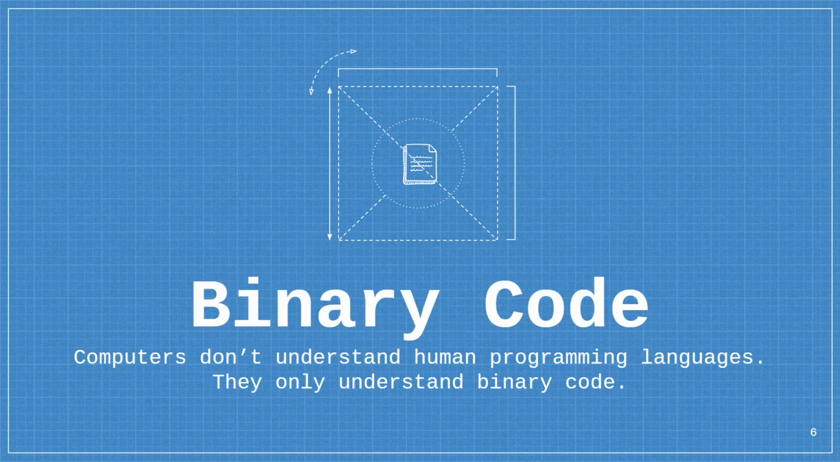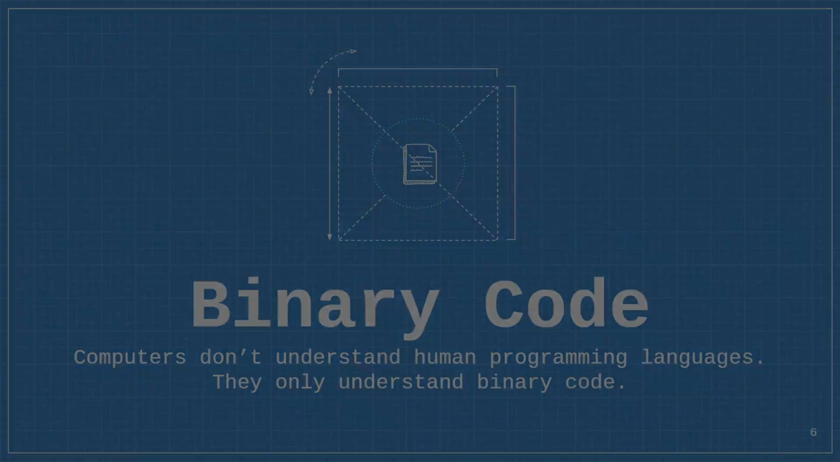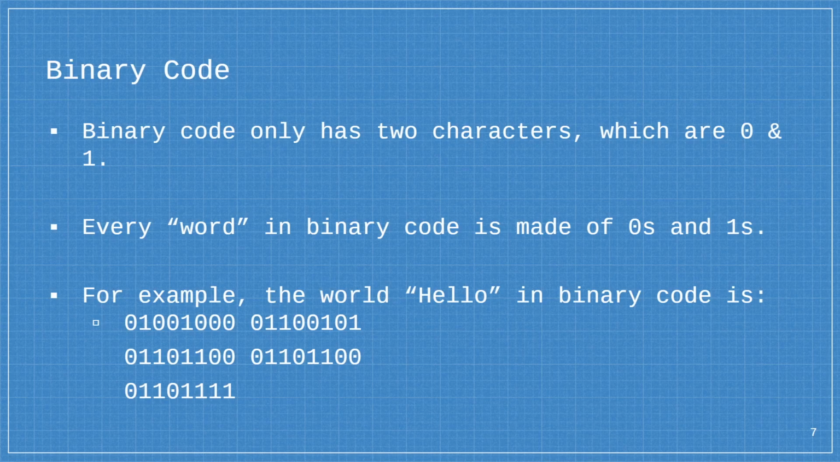But there's one slight problem. Computers don't understand programming languages. They only understand something called binary code. So what is binary code? Well, binary code only has two characters, which are the numbers 0 and 1. Every word in binary code is made of zeros and ones. This is what the word hello would look like in binary code. As you can see, it is just a mixture of zeros and ones.